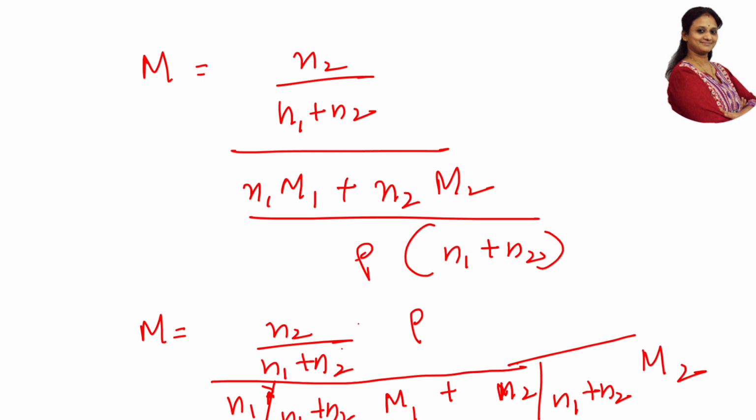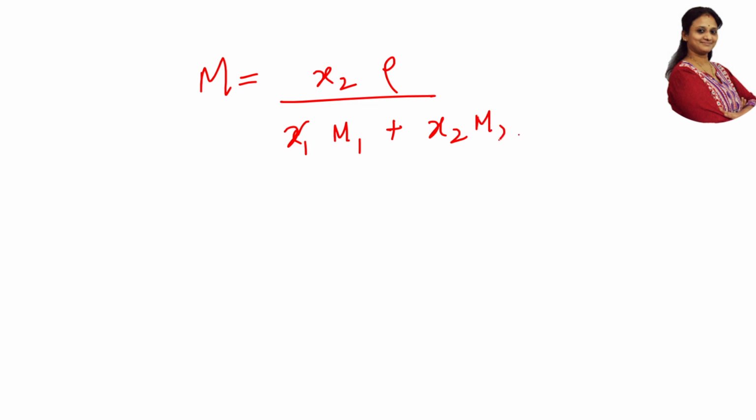Now, what is n2 by n1 plus n2? It is nothing but mole fraction of solute, right? So can I write that? I'm substituting this term, and I'm substituting this term also. So go back. Molarity is equal to x2 into density divided by x1 m1 of the solvent and x2 m2 of the solute. Easy, very good.